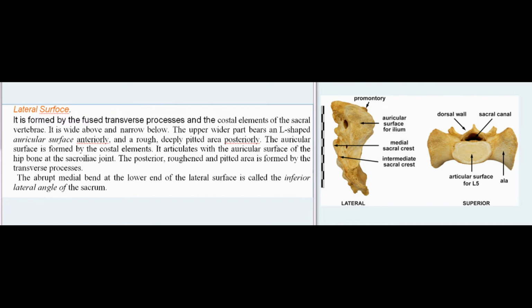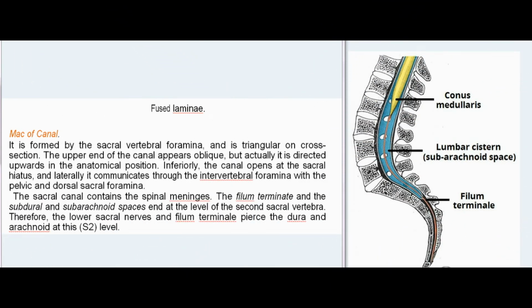It is wide above and narrow below. The upper wider part bears an L-shaped auricular surface anteriorly, and a rough, deeply pitted area posteriorly. The auricular surface is formed by the costal elements. It articulates with the auricular surface of the hip bone at the sacroiliac joint. The posterior, roughened and pitted area is formed by the transverse processes. The abrupt medial bend at the lower end of the lateral surface is called the inferior lateral angle of the sacrum.